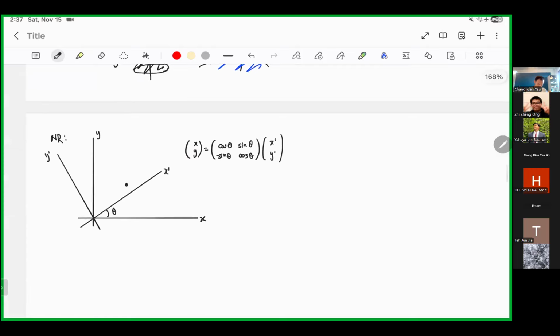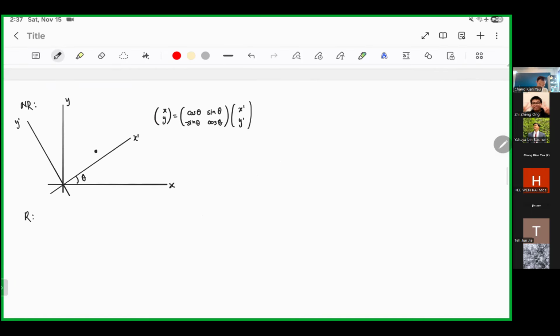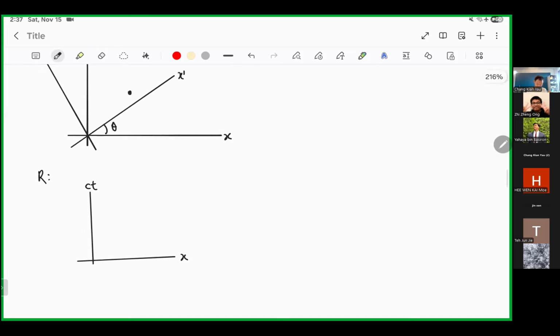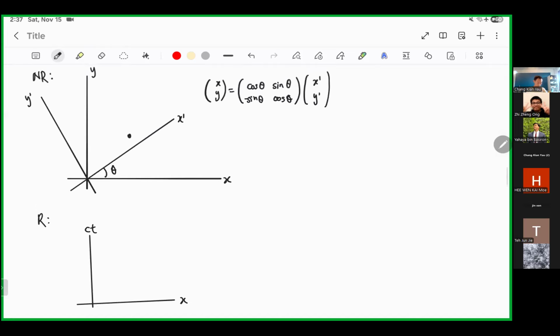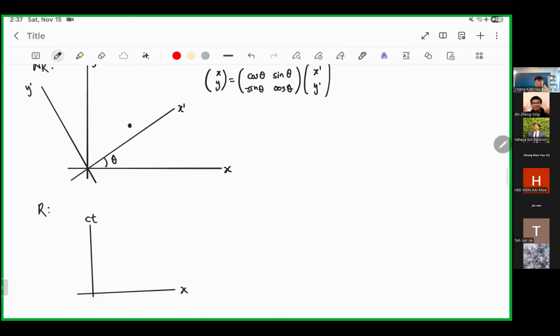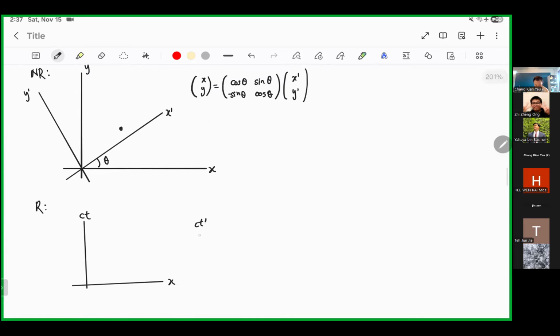But for the relativistic case, we're defining the axes to be ct and x. One way to look at it is, what we want to do now is write the ct prime axis and x prime axis on the same diagram, just as we wanted to do here.